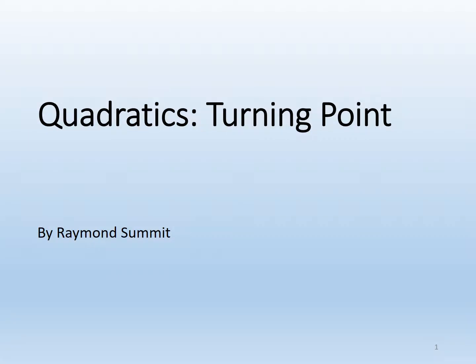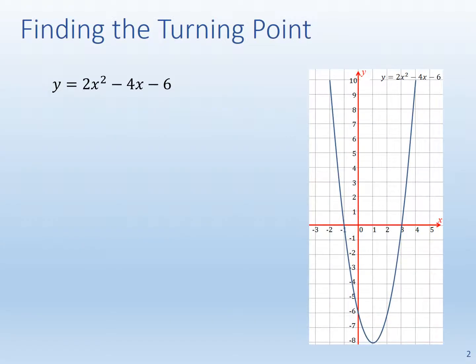A quadratic will always have a minimum or a maximum value. Let's see how we can find that value. From the graph we can see that the minimum value of y is -8. Now how do we find that algebraically? We need to complete the square as we did in the last video.